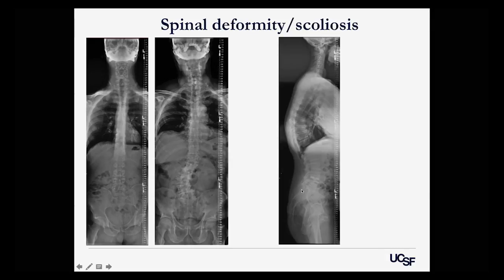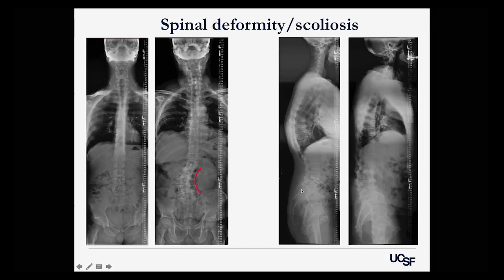In the abnormal state, this patient has scoliosis, so an abnormal curvature of the spine. And looking at this patient from the side, they've actually lost this normal curvature of their back. This is what's called flat back deformity. In other words, that patient's back is very flat, and their head is now centered too far in front of them. That can also be very painful.